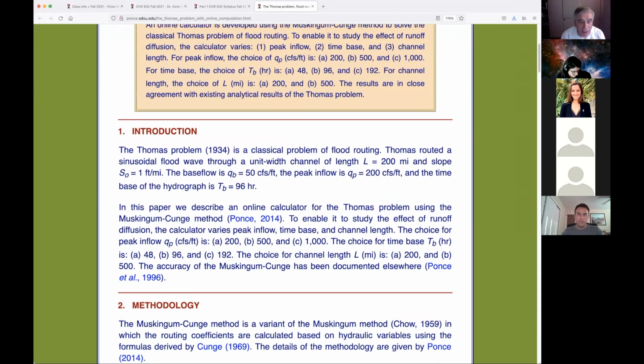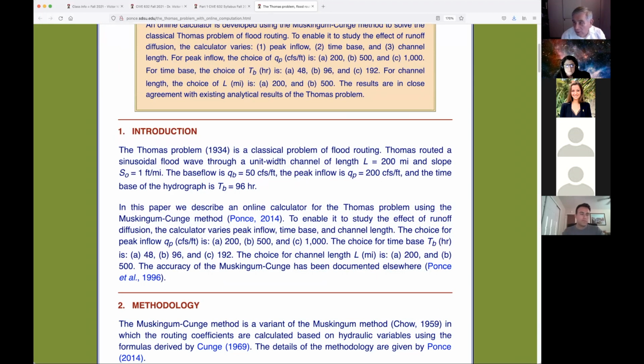Okay, here we go again. The Thomas problem, a classical problem of flood routing. Thomas routed a sinusoidal wave through a unit width channel of length 200, and we routed it to 500. This is the Thomas problem that you are going to be working with in your homework starting today. It's due the 29th. It's due in 2 weeks.